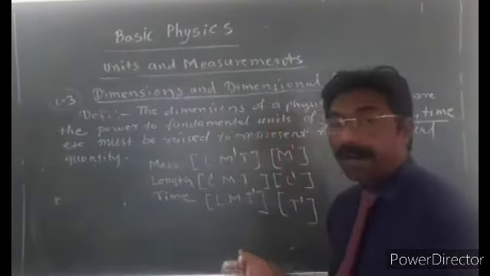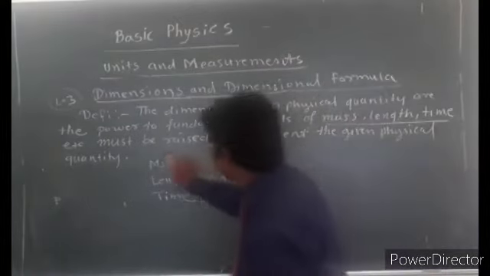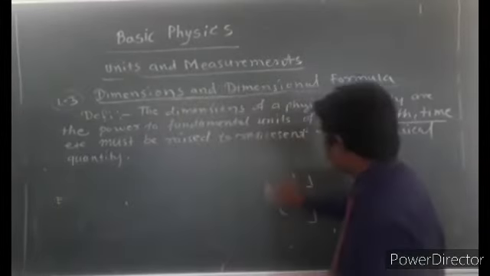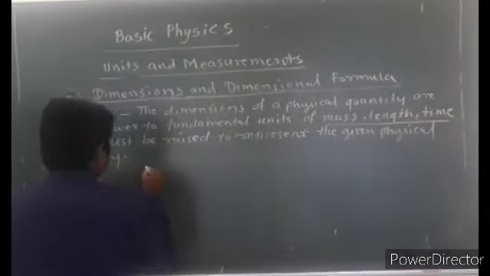But what about the derived physical quantity? Let's see how to write the dimensions of a derived physical quantity. Suppose that velocity.